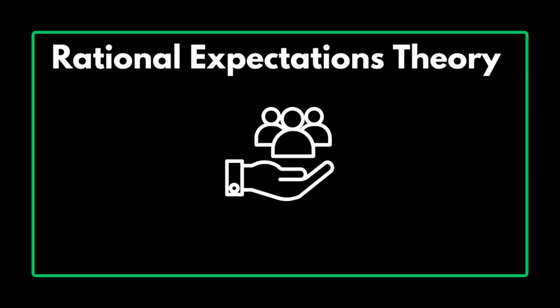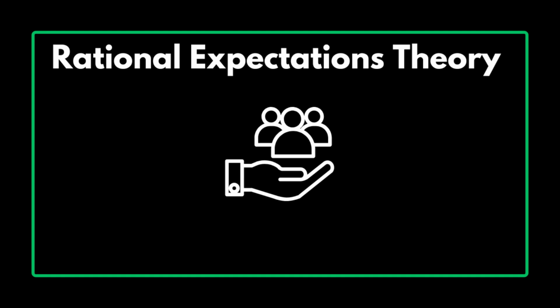Rational expectations theory is an important economic idea that explains how people make decisions based on their expectations of the future. The theory suggests that individuals and businesses do not just react to what is happening in the economy right now, but also anticipate future changes in policies, inflation, and other economic factors. This means that if people expect something to happen in the future, they will change their behavior today in ways that may influence the outcome of economic policies.